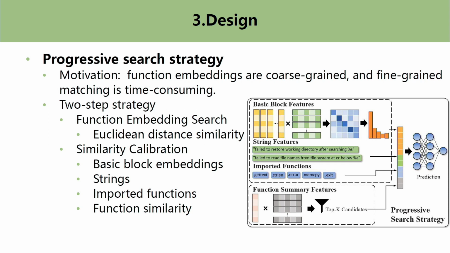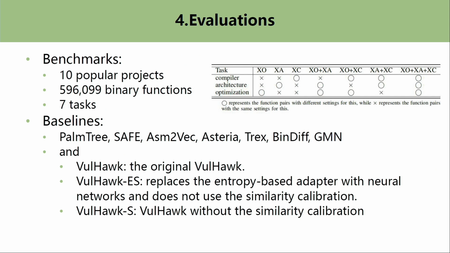The baselines include 7 state-of-the-art works. We use their original implementations and the default settings. To evaluate the entropy-based adapter layer and the progressive search strategy, we implement 2 variants, VulHawk ES and VulHawk S. The experiments aim to answer the following questions.